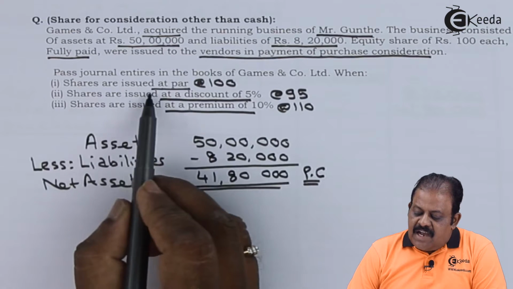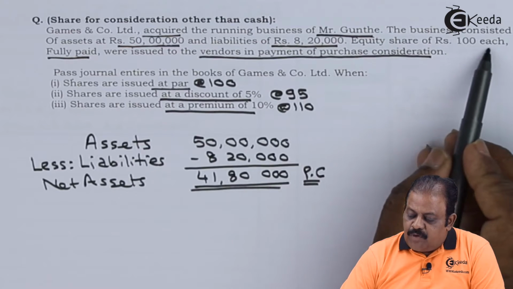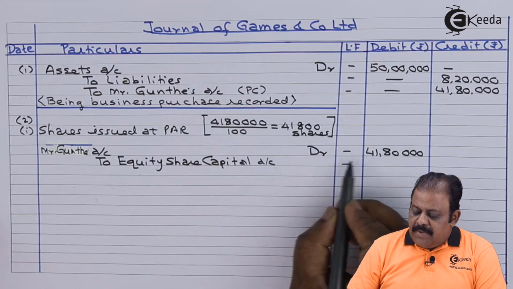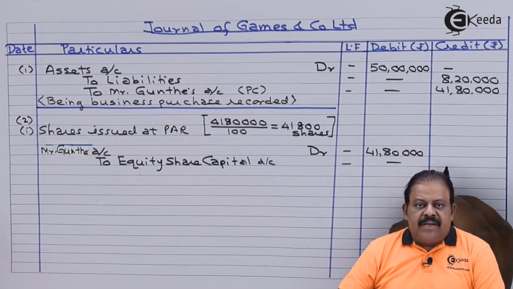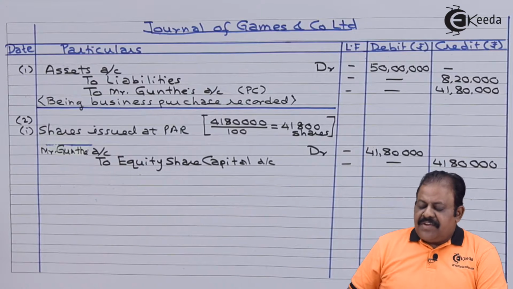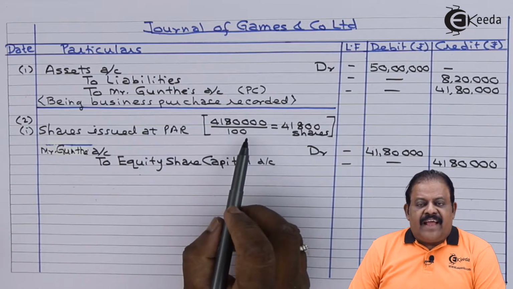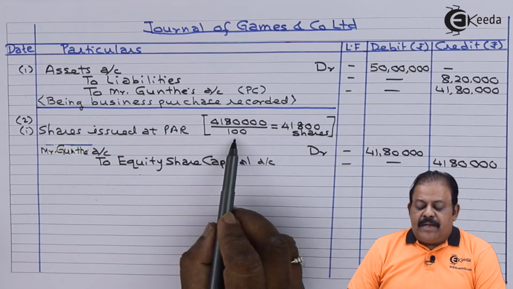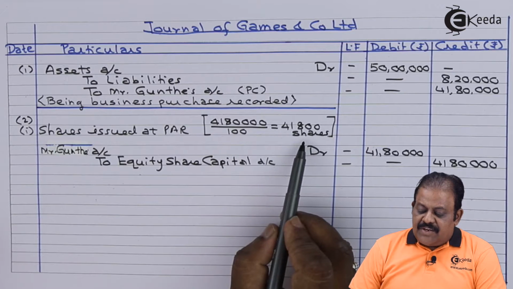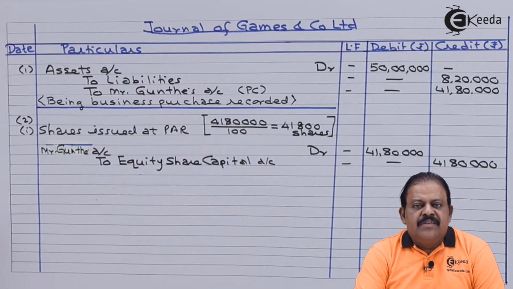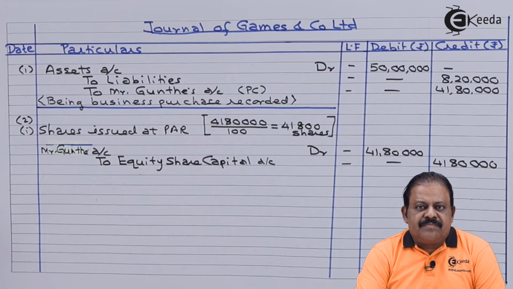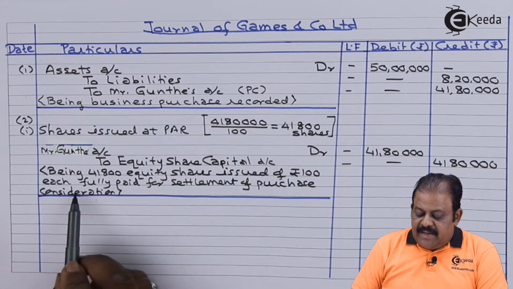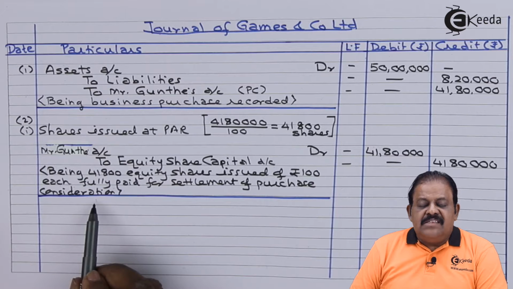If shares are issued at par, that is equity share of rupees 100 each, fully paid, then what will be the journal entry? Mr. Gunthe's account debit 41,80,000 to equity share capital account 41,80,000. Number of shares issued we can calculate. PC amount is 41,80,000 divided by 100, because shares are issued at par. So 41,800 shares are issued at the rate of 100 each, fully paid to settle amount of purchase consideration. Being 41,800 equity shares issued of rupees 100 each, fully paid for settlement of purchase consideration.